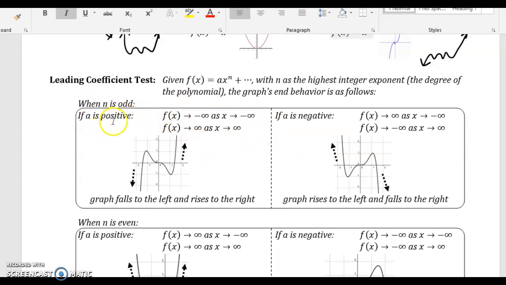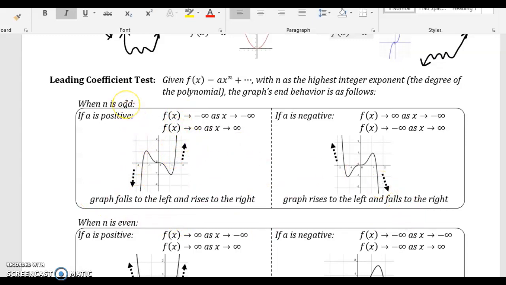So if n is odd, when you go left and you go right, you're going to have one direction each. So x is going to go left, x is going to go right. You're always going to do x left and right. It's just a matter of what y does. That's what you're really trying to figure out. You're not trying to figure out x. x is going to go to the left, x is going to go to the right. See, look: negative, positive, negative, positive, negative, positive. That's the end behavior. You need to judge whether it's going up or down, not whether it's going left or right.